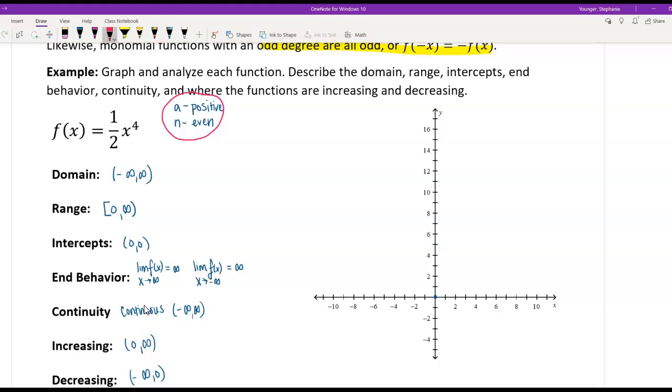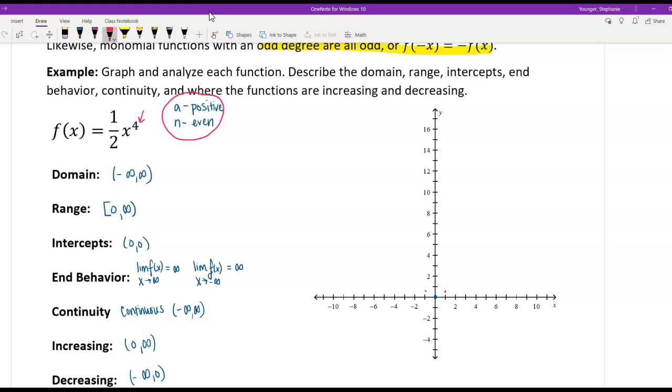So what does this graph look like? Well, we know it's a U shape, so we're just going to have that U shape. Now, with this exponent, the higher that exponent becomes, the flatter that U shape is at the base. So if I were to put in the number 1, I would get 1 to the 4th, which is 1/2. So it's going to be right around here.